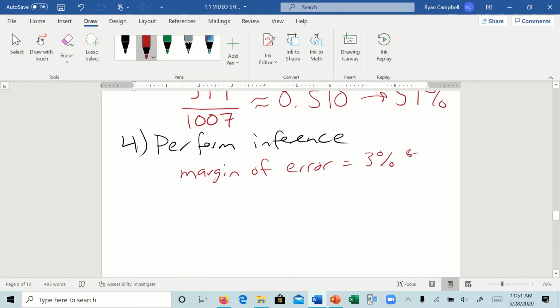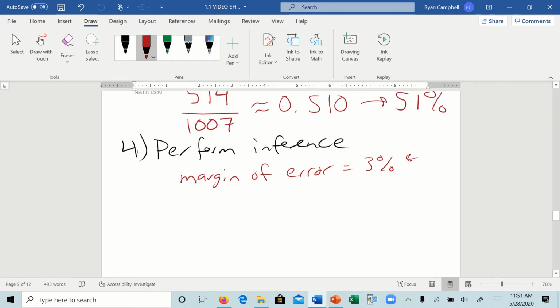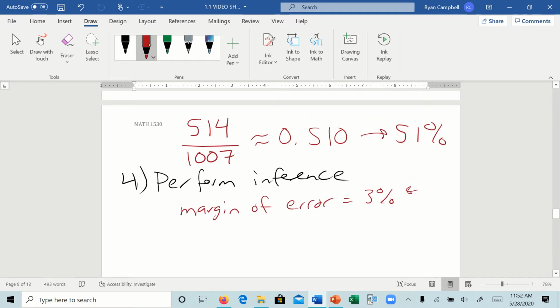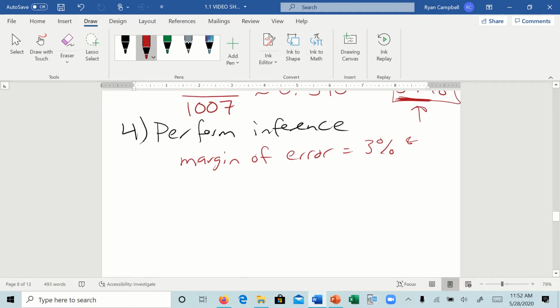So to have a performance inference, can we say with 100% certainty that 51% of American adults believe that gun laws infringe on Second Amendment rights? Can we be 100% certain that it's 51%? No. Like we talked about, different samples will result in different percentages.